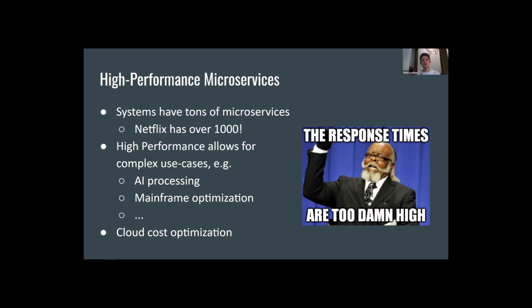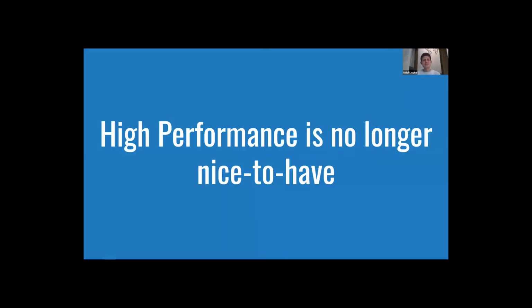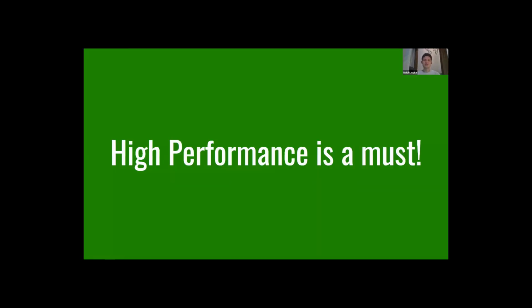And the last point I mentioned here is cloud cost optimization, because even if the performance of your services is good enough for your end user, speeding up your system means you will pay less for the cloud. If you use less CPU, if you use less memory, it just cuts off the cost of your system. That is why it is so important. So high performance is no longer a nice-to-have feature. It becomes nowadays a must. We cannot compromise on it. That is the message, actually, of this talk.